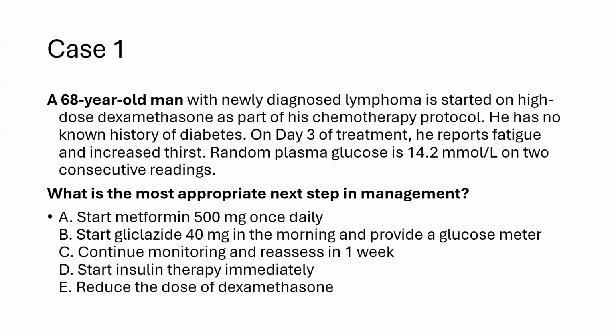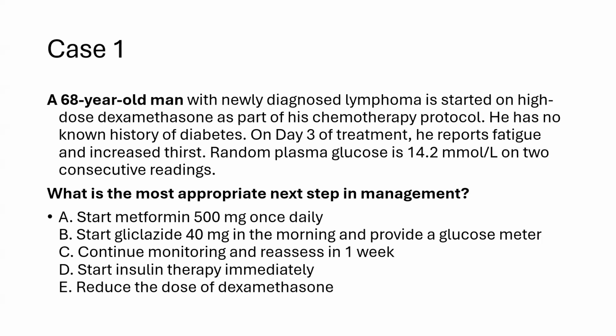So let's start with the first case scenario dealing with this particular guideline. We have a 68-year-old man with newly diagnosed lymphoma. He started on high dose dexamethasone as a part of his chemotherapy protocol. Now, he is not known to have any history of diabetes.